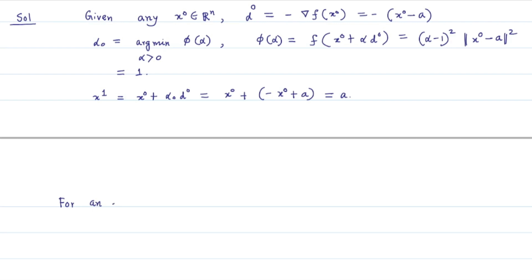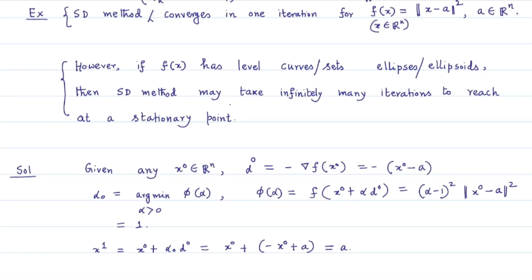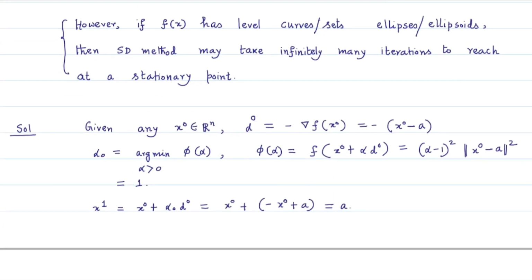For example, we take a function of two variables x1, x2, that is given by half of x1 square plus lambda times x2 square, where lambda is a given real number, a constant greater than 1. We consider this function which has elliptical contours or elliptical level curves. We will show that the steepest descent method takes infinitely many iterations to reach a stationary point.